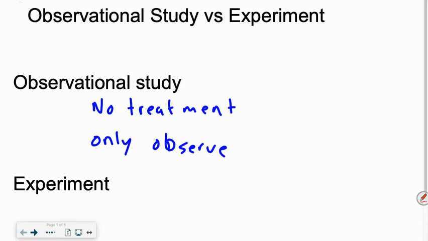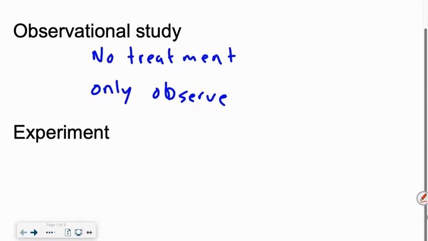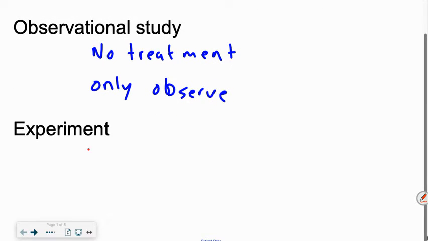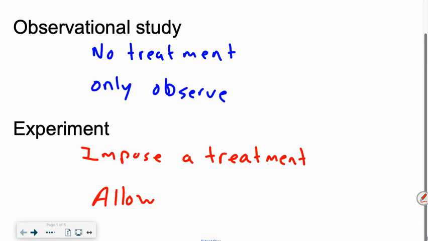But with an experiment, we impose a treatment. So we do something to the people of the experiment. We impose a treatment on them. This allows us to say there is causation between one thing and another. So that's the key between observational studies. Is there a treatment imposed? If there is, it allows us to say that there is causation.